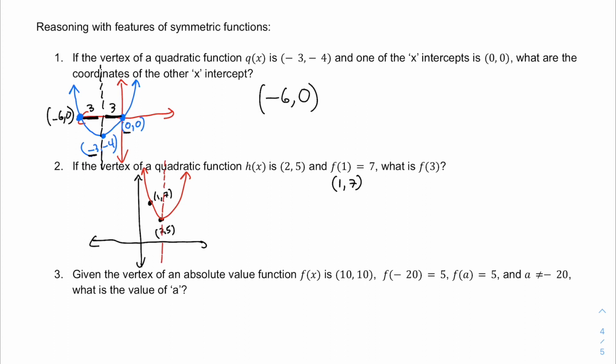So if I draw my axis of symmetry to go from 1 to the axis of symmetry, I have to go from 1 as my x to 2 as my x. So I would have to go a distance of 1, and that means on the other side I would also have to go a distance of 1. So my other corresponding coordinate here is 3, 7. So if f of 3 corresponds to f of 1, that is the symmetry across our vertex or our line of symmetry, we would say that f of 3 has to equal 7.